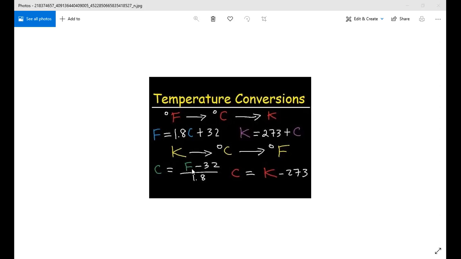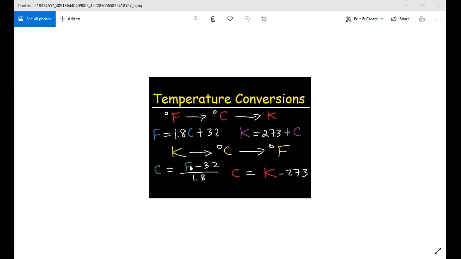108 minus 32 divided by 1.8. My phone is dead, man. You have a calculator? I don't have a calculator. Yeah. Okay, let me do it.